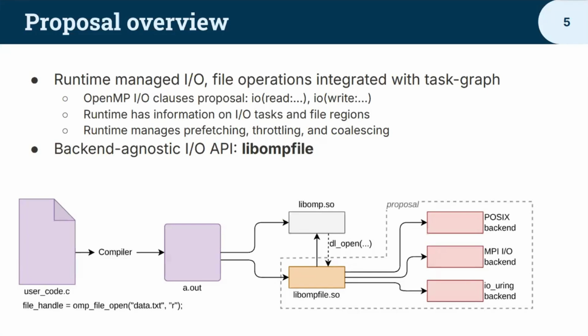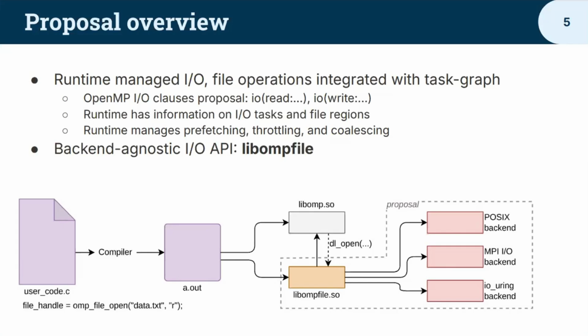We'll propose some I/O clauses like I/O read and I/O write and a list of buffers. That way, the runtime knows the tasks that use I/O and the regions of the files that each task reads. And then the runtime takes care of all those optimizations, being aware of the system and the application structure. So it can prefetch, throttle the access to avoid oversubscription, and coalesce small accesses into larger ones.